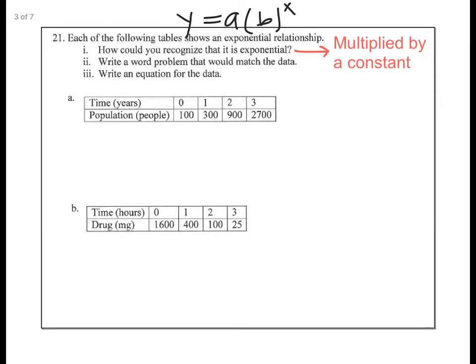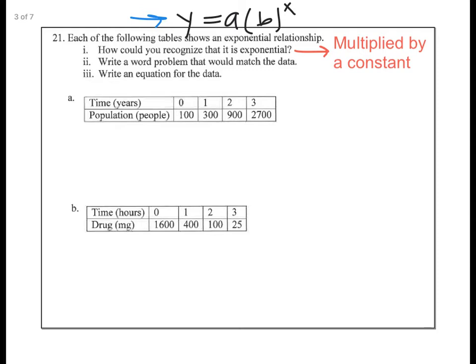Alright, 21 says each of the following tables shows an exponential relationship. How could you recognize that it is exponential? So I put a note in there. We know something's exponential when we multiply by a consistent constant. The general form of our equation is up top here, so it's y is equal to a times b to the x power. B is what we're multiplying by every time. A is when x is 0, it's what y is.